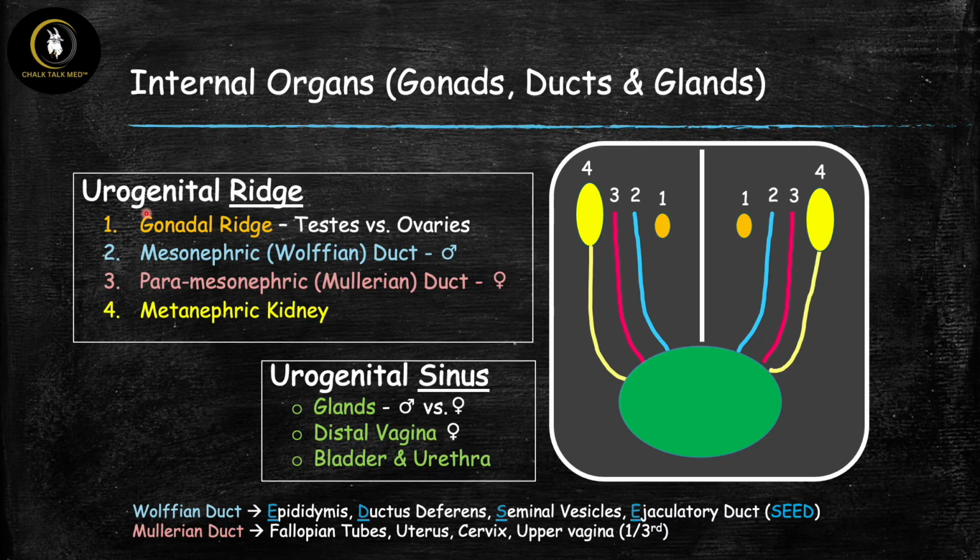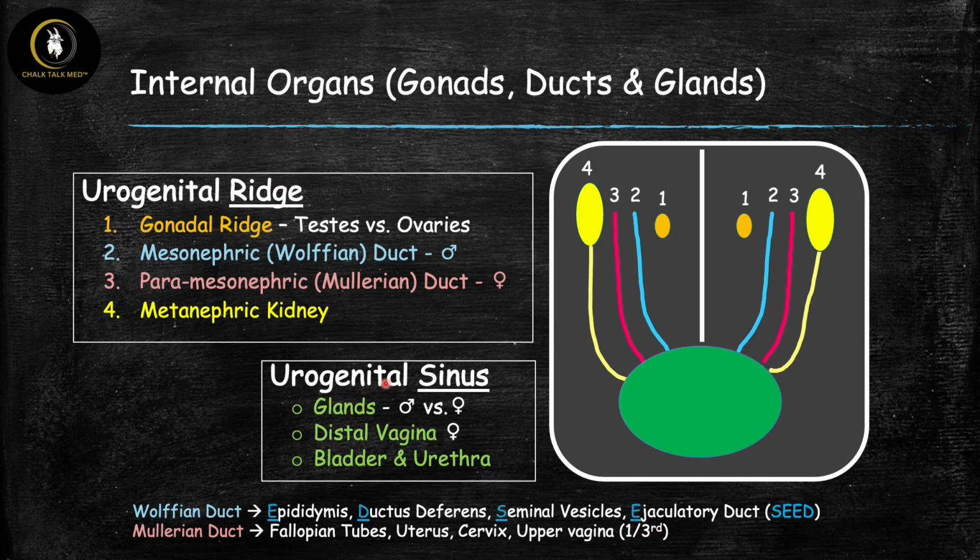But remember, this is called the urogenital ridge. So that means that we have to have urinary structures as well. And that's number 4. So structure number 4 right here is called the metanephric kidney. And these are going to become the kidneys. Now in this video, we're mainly focusing just on the genital reproductive structures. But I just mentioned this as well, just to be complete, and so you know all the structures that are in the urogenital ridge.